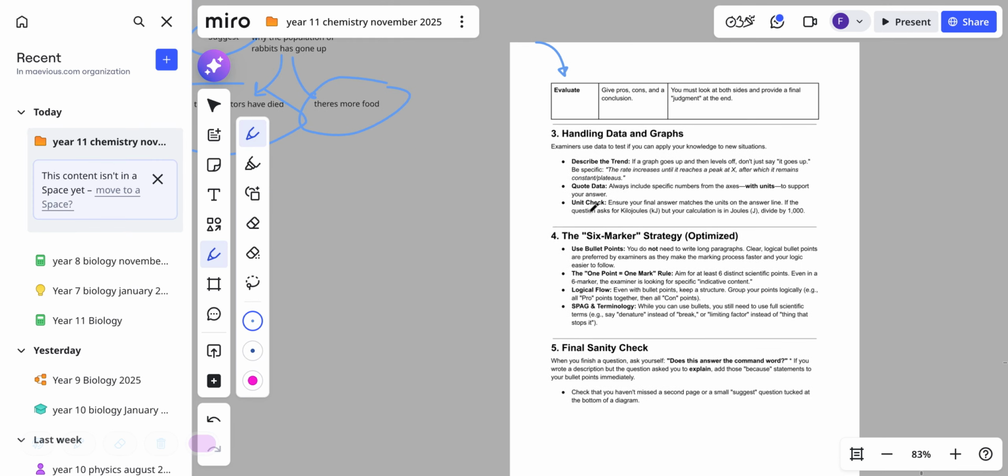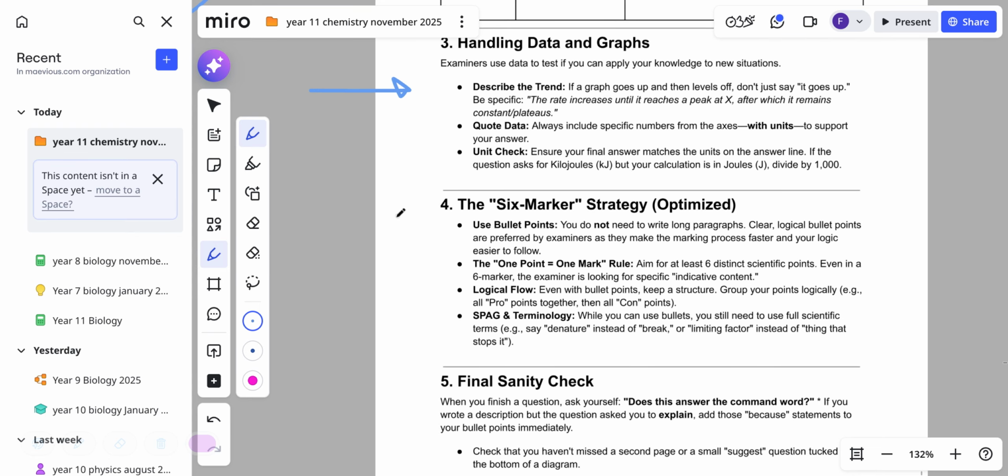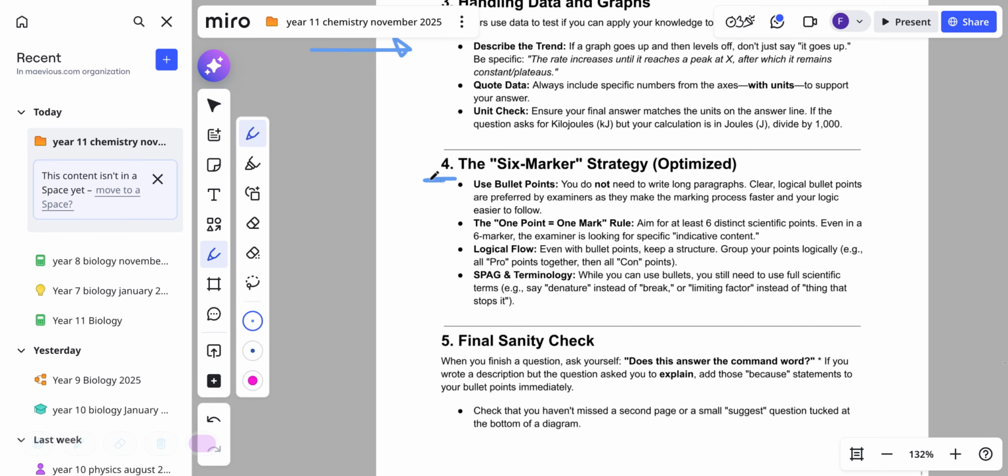The other thing, I've talked about handling data and graphs. The 6 markers. Students hate 6 markers. But I'm going to be honest with you. Do it in bullet points. It kind of gives you an idea. 1 mark equals 1 point. It gives you a kind of idea of how you should structure it. However, the least you should have is 6. If it's a 6 marker, aim for 8. The reason being, you're not going to know what we've given you marks for. Sometimes you might think, oh, if I write this down, I'll get a mark, and you won't. So write down 8 things.